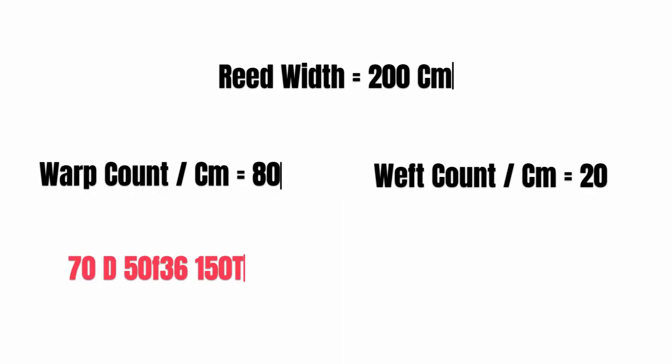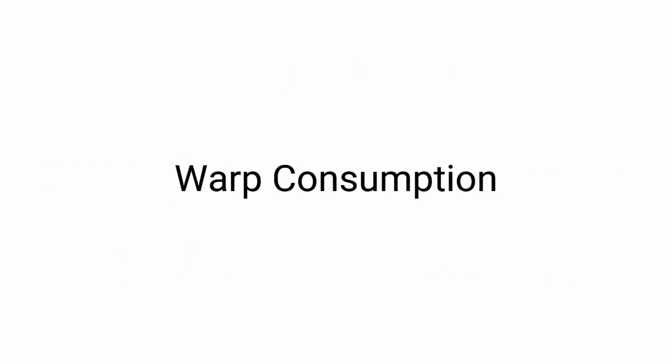Warp yarn is 70 denier twisted polyester. Weft yarn is 70 denier textured polyester. We're going to calculate the weft and the warp consumptions separately. Let's start with warp consumption.